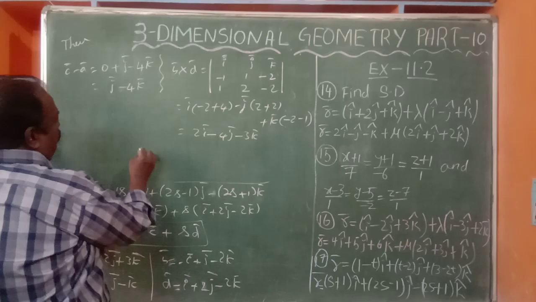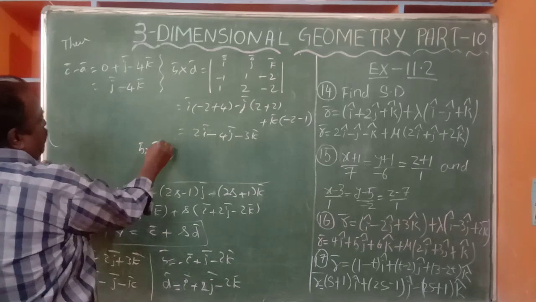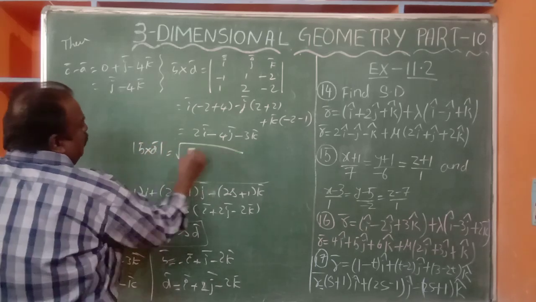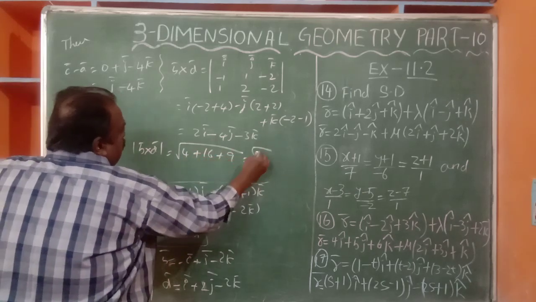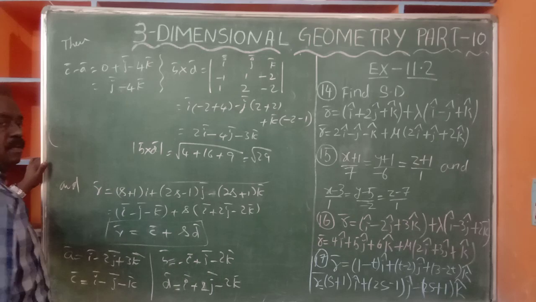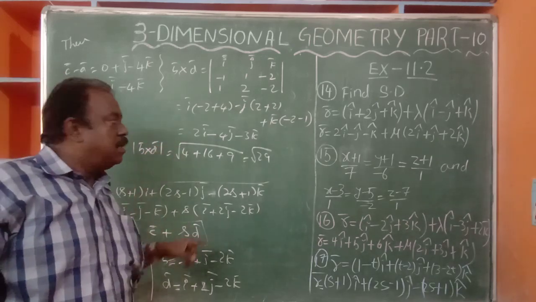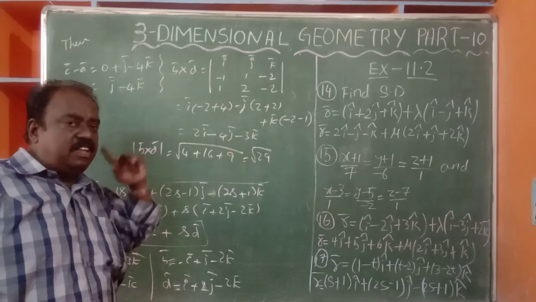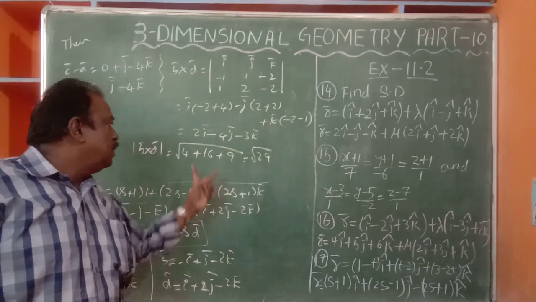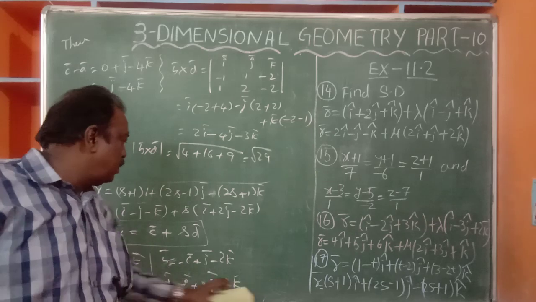Now the modulus of B bar cross D bar is the root of 4 plus 16 plus 9. That is 29: 2 square is 4, minus 4 whole square is 16, minus 3 whole square is 9. So it is root 29.